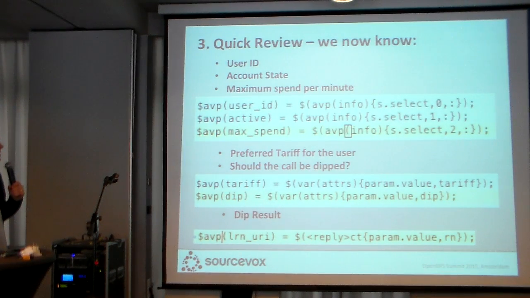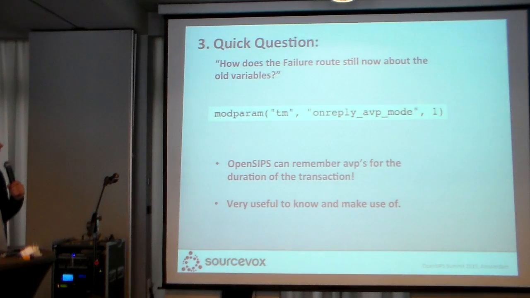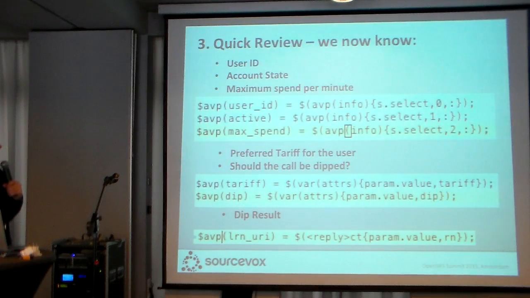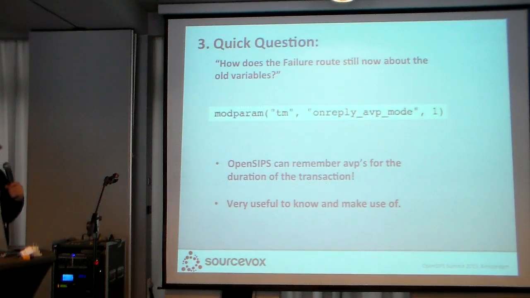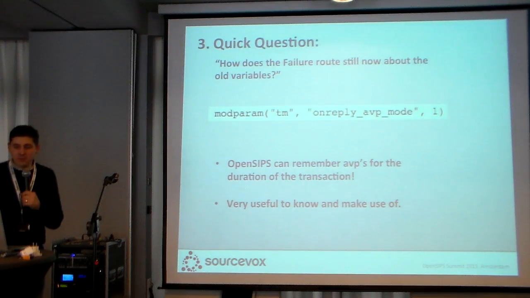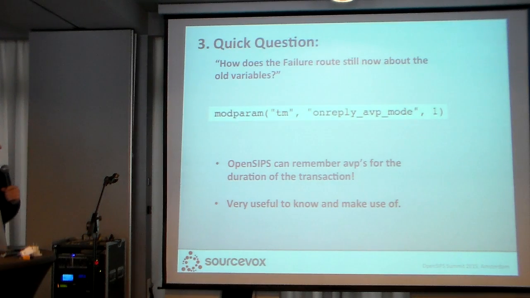And this kind of poses a small question. When we came into the failure route for the 302, how did the failure route already know about the old variables? The request had left OpenSIPS and the response had come back, but we were still able to access the variables user ID, active, max spend, tariff, and dip from within that failure route. By default, OpenSIPS doesn't allow you to do this. If you use the AVP variable type, they only persist for the duration of the message.